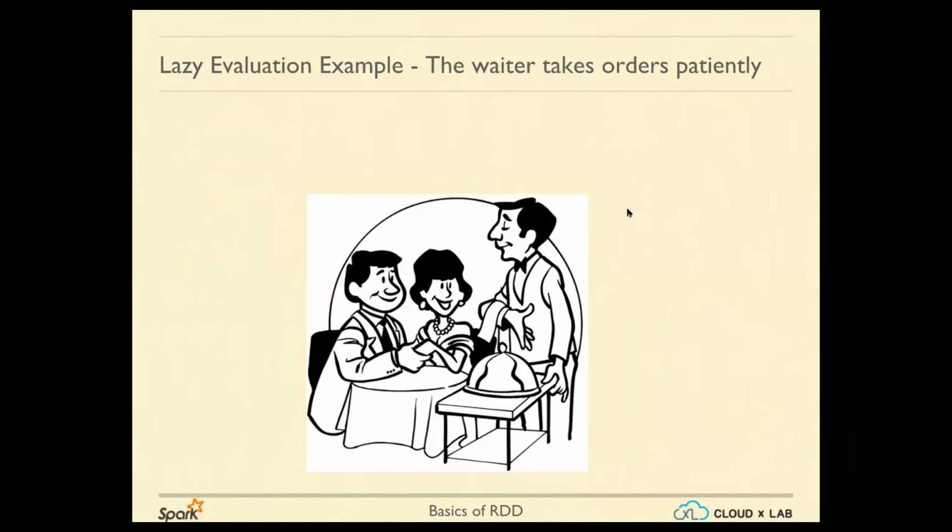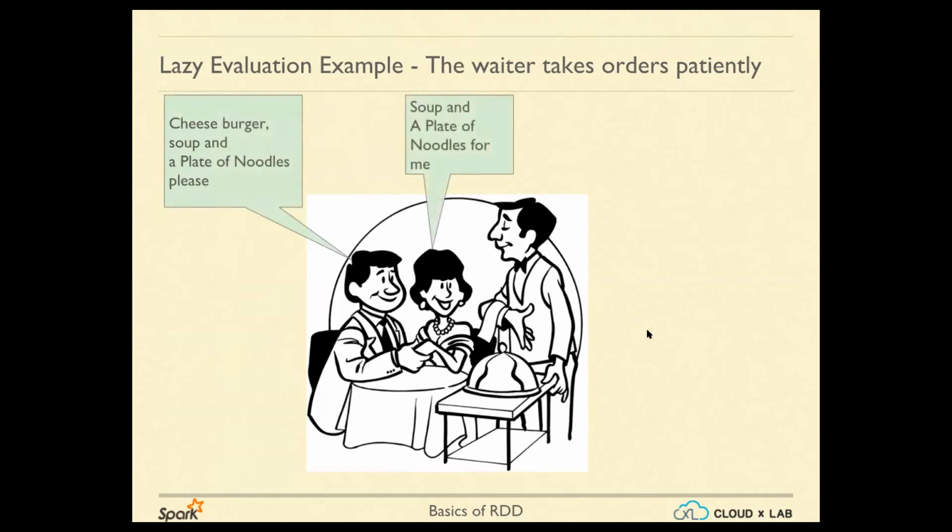So imagine that there is a restaurant, and in the restaurant people go and place orders. Let's say there are two persons. The first person orders a cheeseburger, soup, and a plate of noodles, right? The second person orders soup and a plate of noodles, and so you can see that the waiter has silently waited and taken all the orders.